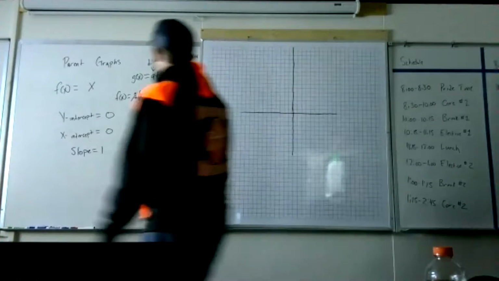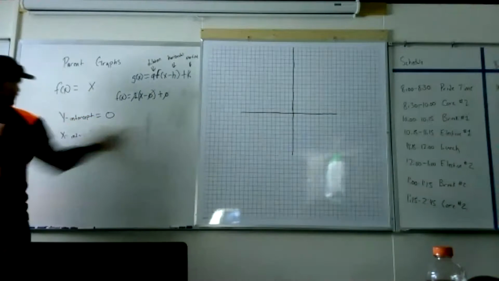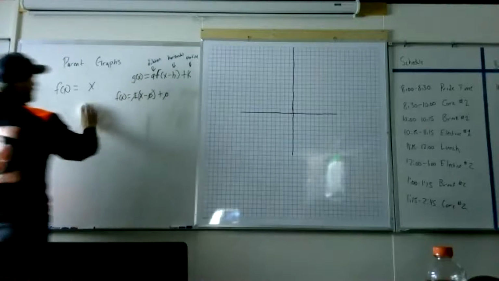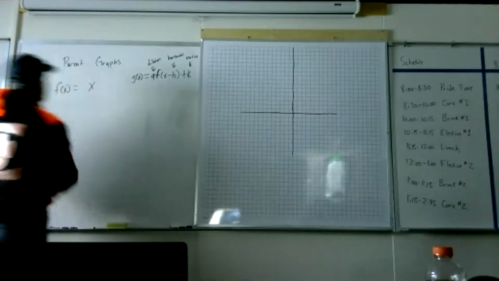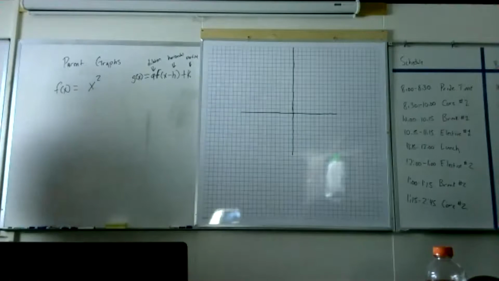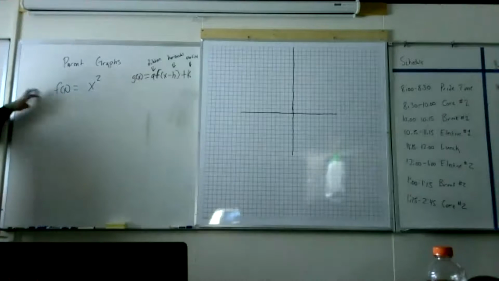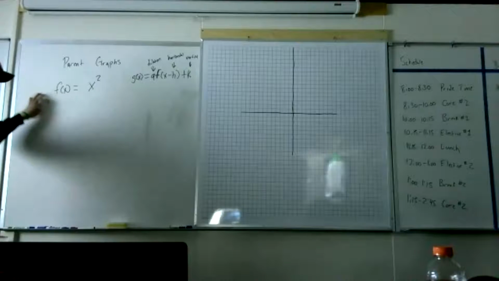Okay, so looking at our next parent graph, the next one is f of x is equal to x squared. Once again, this is where all of your parabolic or your quadratic graphs stay.